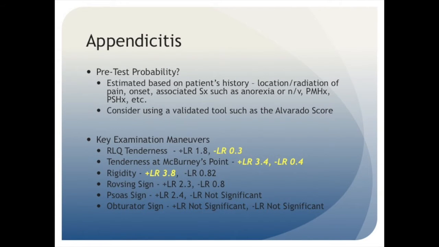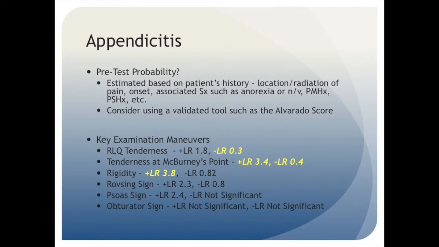The next condition we're going to talk about is appendicitis. Again, the first thing to do is look at the pretest probability. In this case, you'll estimate it based on the patient's history, location, radiation of pain, the onset, associated symptoms such as anorexia, nausea, vomiting, the patient's past medical or past surgical history, and also using validated tools such as the Alvarado score to help you predict the pretest probability in this case. Next, we look at the evidence-based key physical exam maneuvers.